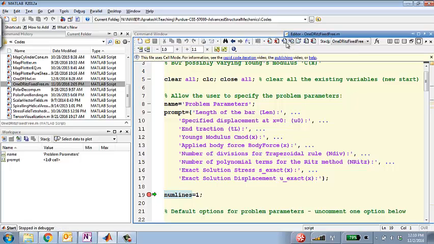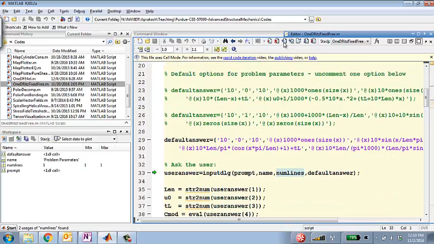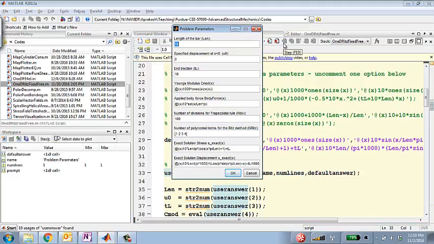Prompt, step. All right, so I'm not sure if this is visible to you in the back, but the idea is that this kind of window will pop open and you will have to specify the length of the bar, displacement at 0, traction at L, Young's modulus as a function of x. If the Young's modulus is constant, you have to actually specify a function called once times that constant. If you remember, maybe sometime back in Matlab, when Matlab expects a function, you cannot just say a constant, otherwise it gives you an error.